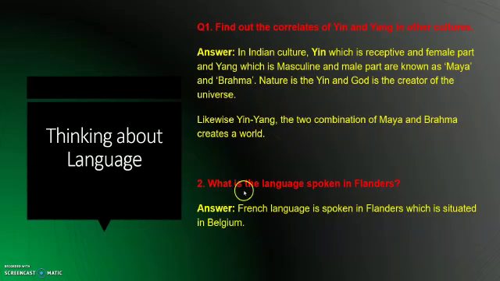Second, what is the language spoken in Flanders? French language is spoken in Flanders, which is situated in Belgium. So these are the question and answers, and you have to know these in your books.